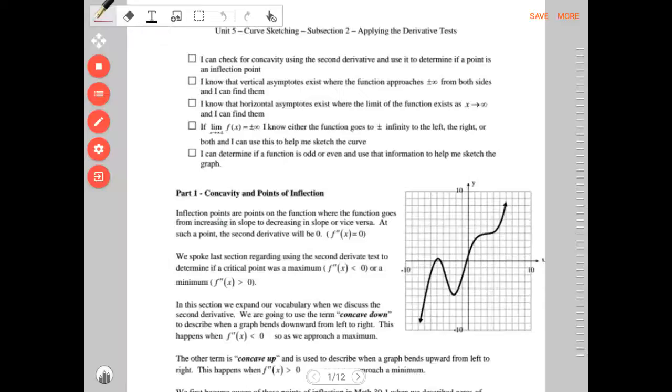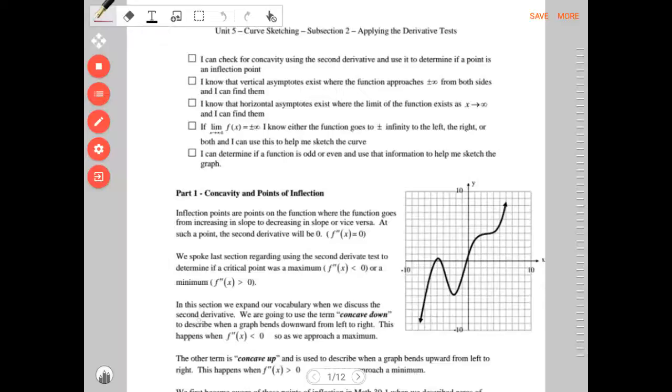Remember, inflection points, we talked a little bit about them last section. Inflection points are points on a function where the function goes from increasing in slope to decreasing in slope or vice versa. At such a point, the second derivative will be 0. So f double prime of x will equal 0. We spoke last section regarding the second derivative test, and we used it to determine if a critical point was a maximum, when the second derivative was negative, or a minimum, when the second derivative was positive.